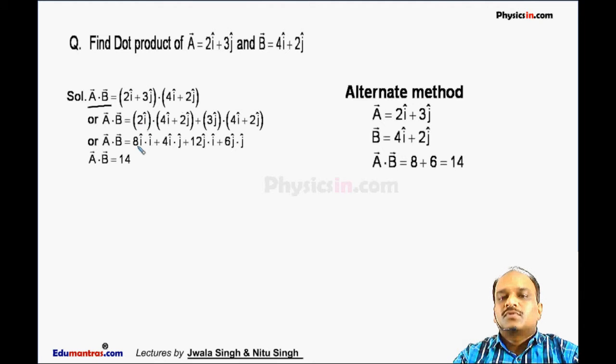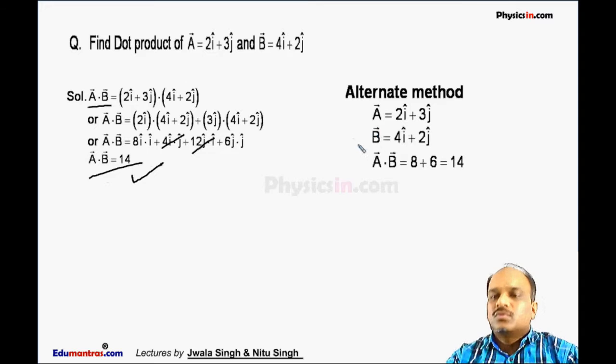It is 4 into 2, that is 8. For scalars, the dot product is simply multiplication. So 4 into 2 is 8, I dot I is 1. 2 into 2, that is 4, I dot J. 3 into 4, 12, J dot I. 3 into 2, that is 6, J dot J. I dot I is 1, I dot J is 0, J dot I is 0, J dot J is 1. So these two terms will vanish. We get 8 plus 6, that is equal to 14. So A dot B here is only 14.